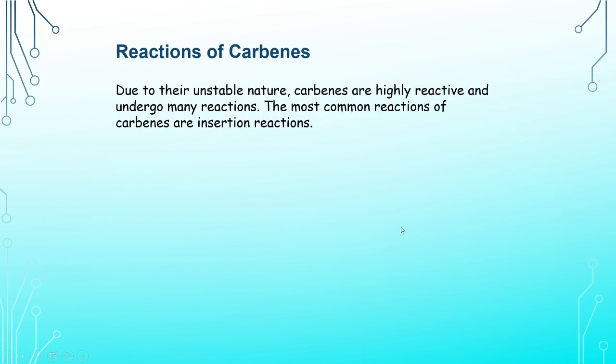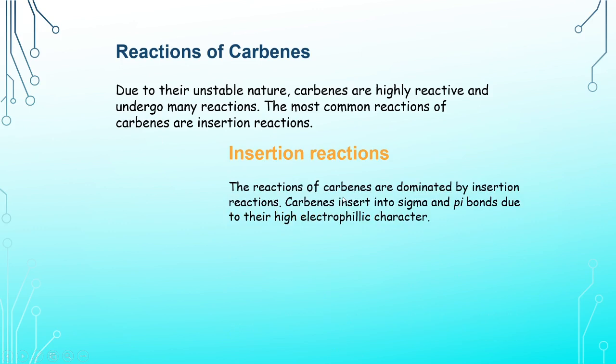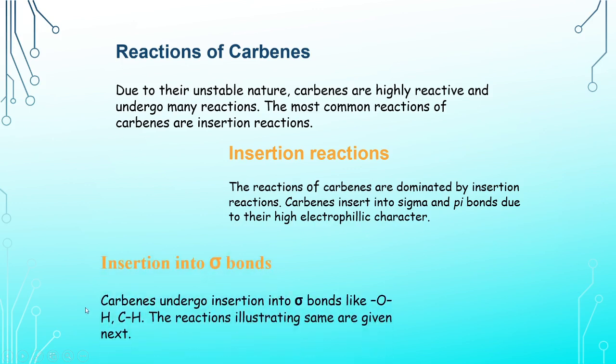See the reactions of carbene. Due to their unstable nature, carbenes are highly reactive and undergo many reactions. The most common reactions of carbenes are the insertion reactions. The reactions of the carbenes are dominated by insertion reactions. Carbenes insert into sigma and pi bonds due to their high electrophilic character. In the insertion into sigma bonds, the carbenes undergo insertion into a sigma bond like an OH or a CH bond. The reactions illustrating the same are given next.